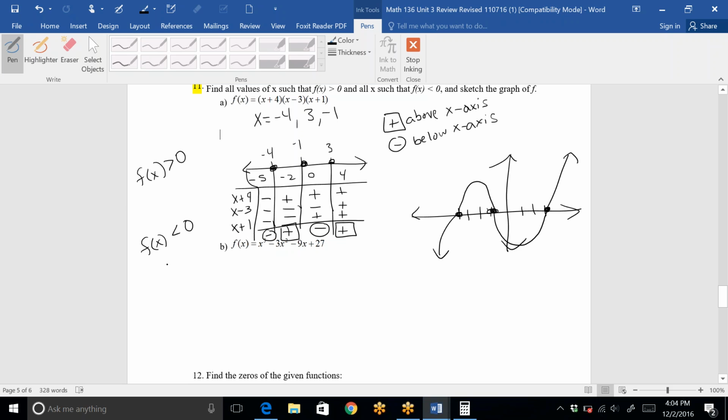So I'm negative from negative infinity to negative 4 and from negative 1 to 3. I was positive from negative 4 to negative 1 and from 3 to infinity. So that's how you graph and answer the questions for these.